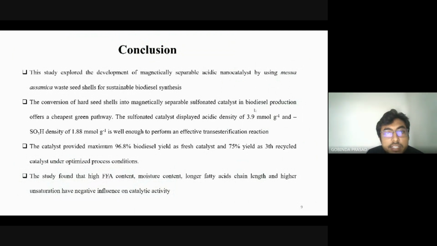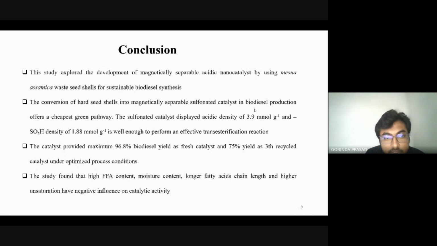The conversion of seed cells into magnetically separable catalysts in biodiesel production offers a cheapest green pathway. The sulfonated catalyst displayed acidic density of 3.9 millimole per gram and sulfonic acid density of 1.8 millimole per gram, which is well enough to perform an effective transfer reaction.